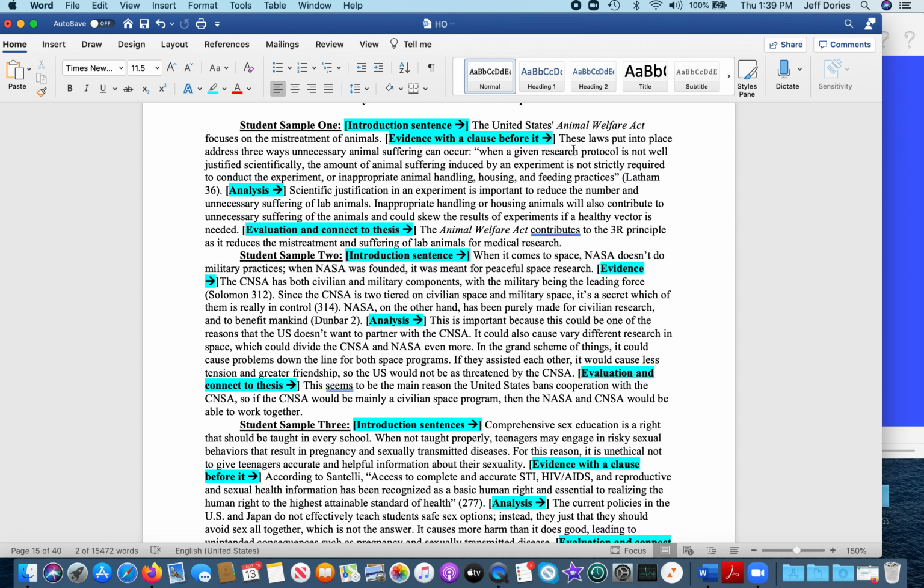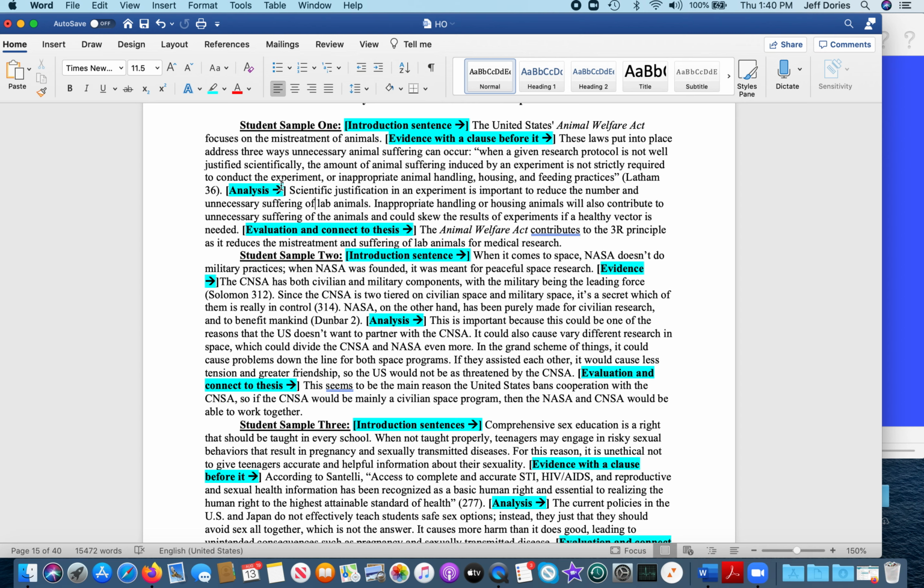Okay, so now this is your fact, and you can tell that the quote is from a journal. It reads a little bit more on the difficult side, right? And so that's why it's even more important for you to break it down for your reader. What does it mean? How does it connect to the bigger idea? And so here we have scientific justification in an experiment is important to reduce the number and unnecessary suffering of lab animals. Inappropriate handling or housing of animals will also contribute to unnecessary suffering of the animals and could skew the results of the experiments if a healthy vector is needed.